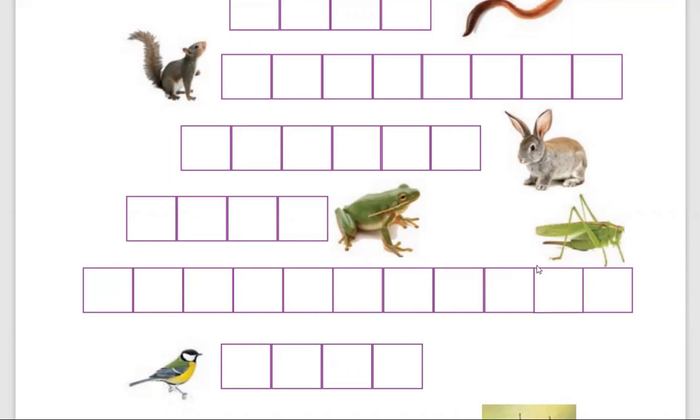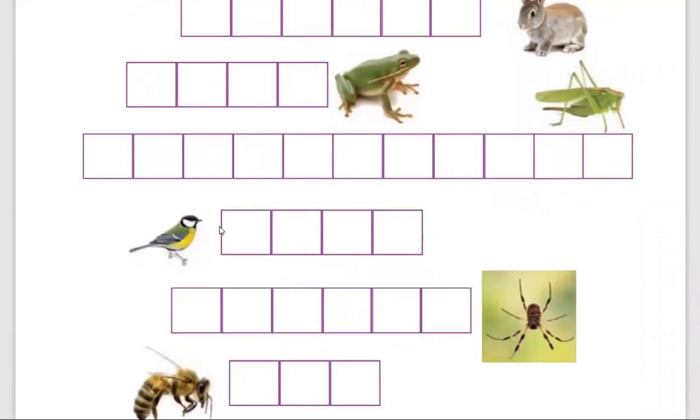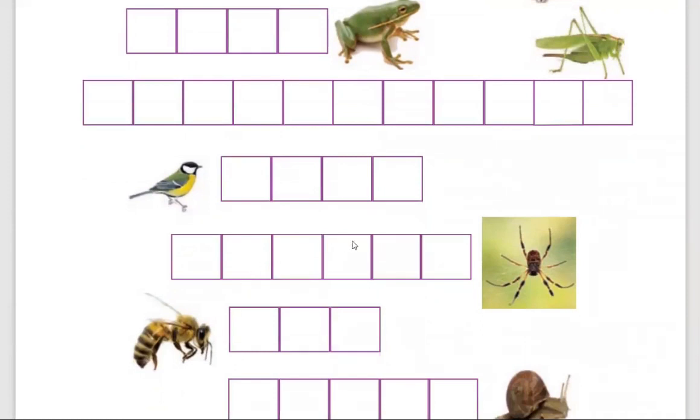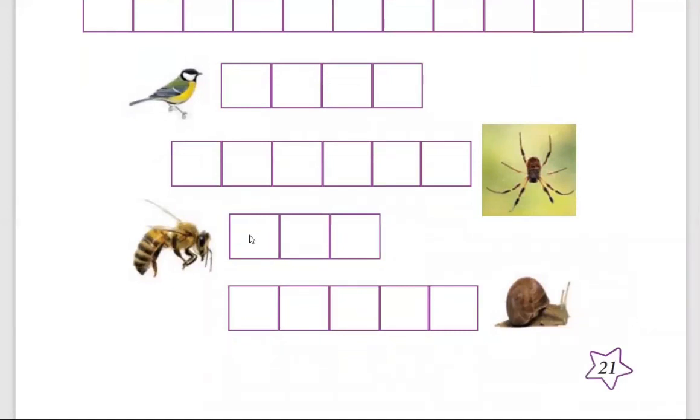Hop. Hopper. H-O-P-P-E-R. G-R-A-S-S, H-O-P-P-E-R, grasshopper. See, this one is a bird. B-I-R-D, bird. Then, spider. How do you write spider? Spell the word spider. S-P-I-D-E-R, spider. Then next, snail. S-N-A-I-L, snail. Again, S-N-A-I-L.